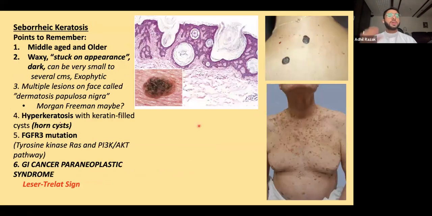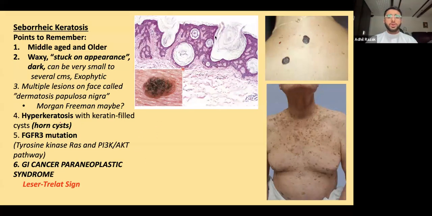All right, so seborrheic keratosis appears in middle-aged and older patients. Once again, it has a waxy, stuck-on appearance. It can be dark, it can be very small. It is exophytic, which means it is a little bulge on the outside. It looks like a little piece stuck on. Multiple lesions can be seen on the face. It's called dermatosis papulosa nigra. You've seen Morgan Freeman's face. He's got a bunch of stuff on his face, so that could be dermatosis papulosa nigra. They are small, stuck-on little bumps on his face.